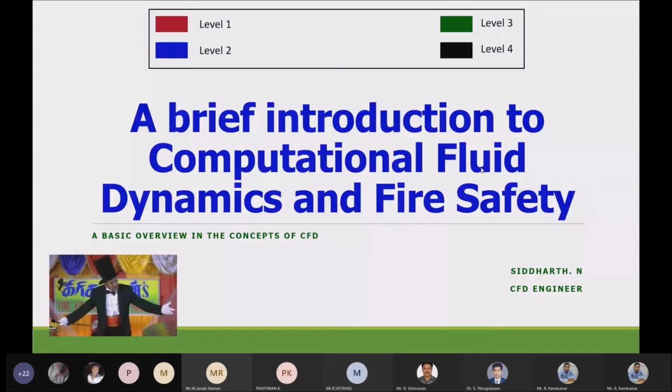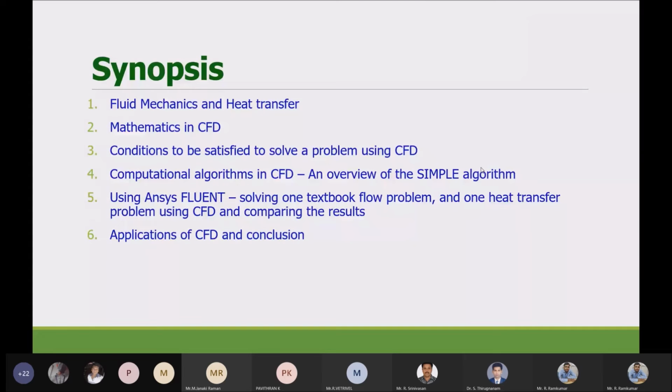Going to the next slide, the synopsis of what I'm going to be covering today. I'll start with what is fluid mechanics and heat transfer, and I'll go through some very basic mathematics in CFD, and then the conditions that are to be satisfied to solve a problem using CFD. Then I'll go over what is known as the SIMPLE algorithm. That was one of the first algorithms developed to solve a problem using CFD.